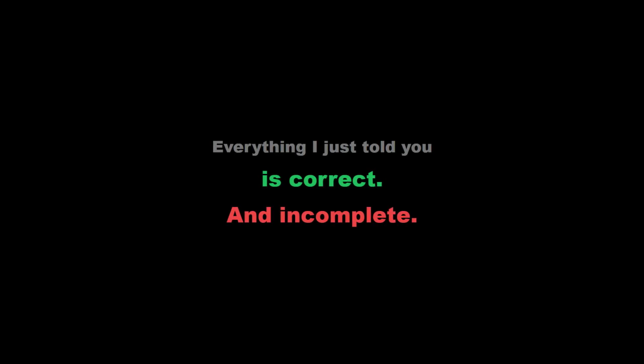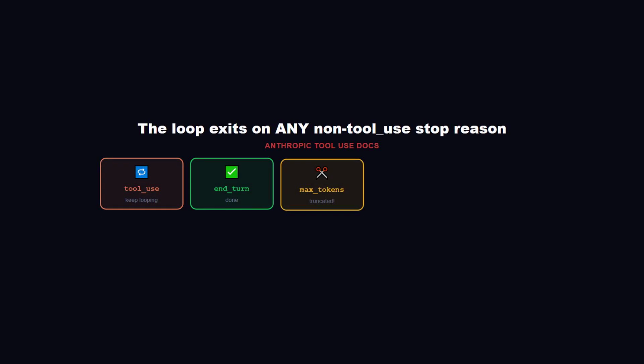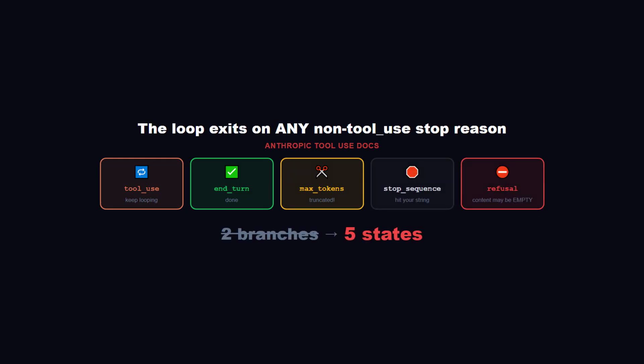Now, what number did you guess? Because everything I just told you is correct and incomplete. Anthropic's documentation says the loop exits on any stop reason other than tool use, not just end turn. 4 others. Max tokens. Claude ran out of output room mid-thought. The response is truncated.